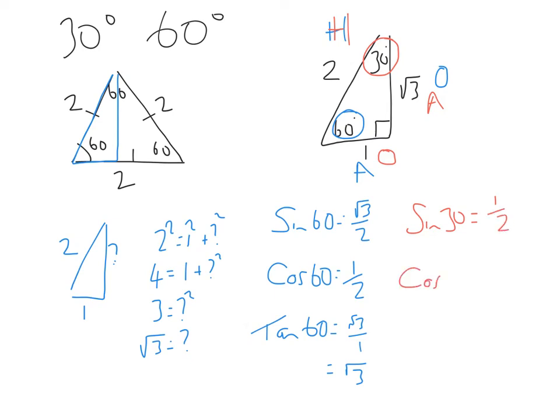Cos of 30 degrees is adjacent over hypotenuse, so our adjacent is root 3, our hypotenuse is 2. And then finally for tan 30 degrees, we've got opposite over adjacent, which in this case is 1 over root 3. And there you have the exact values for sine and cosine and tangent for 60 degrees and 30 degrees.